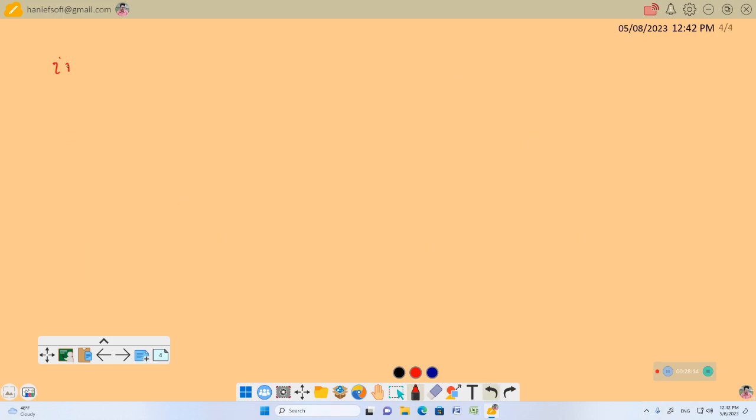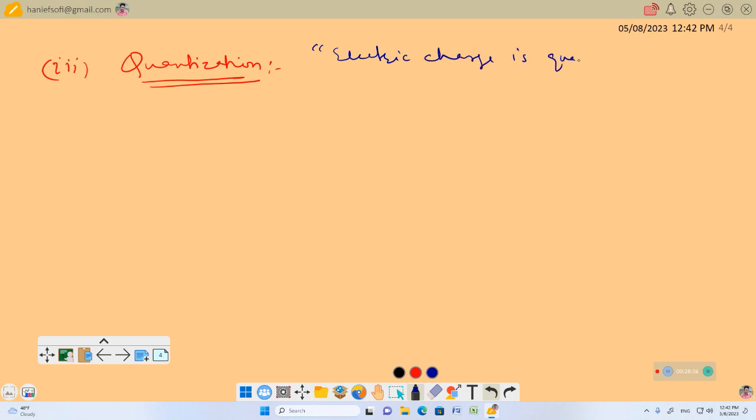The third property is quantization. Electric charge is quantized. What is the meaning of that? The meaning of that is, we write it first, then I will explain.